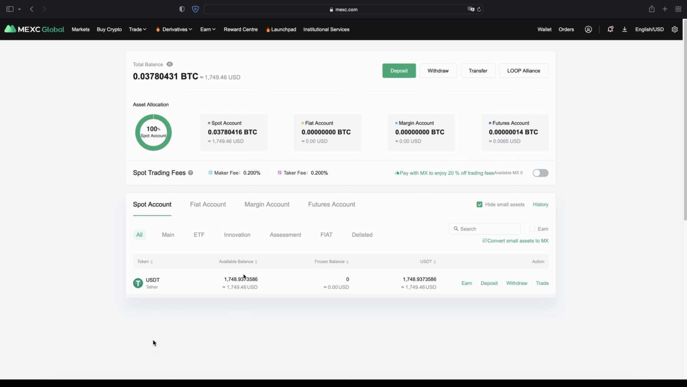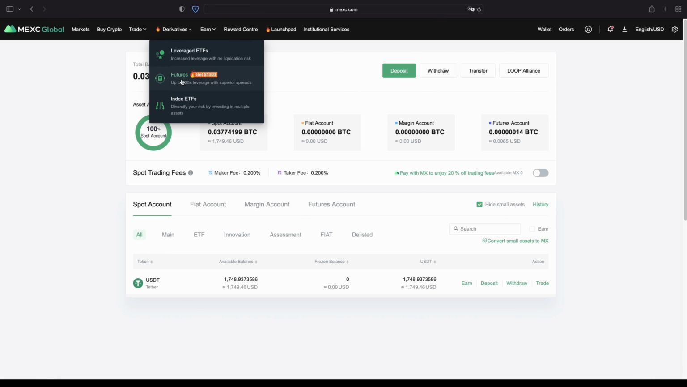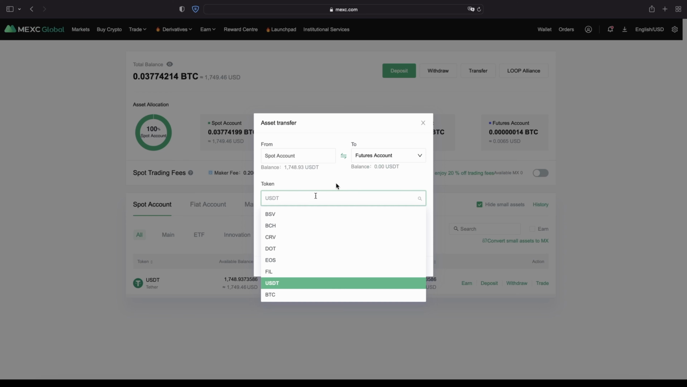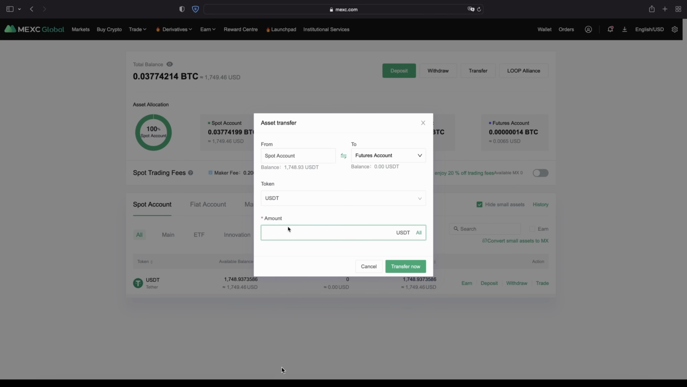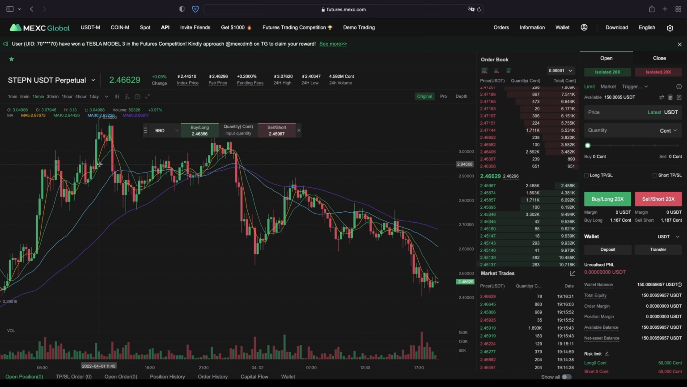So in this case, I have some dollars here. You can easily transfer it to your other account, and that works just in here. For example, spot account to futures account, you can choose it, and then you have it stored on your other account that you can now use to leverage trade. All right, so let's take a look at the platform right here.